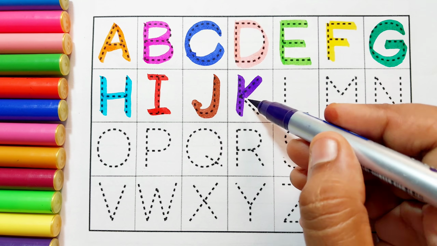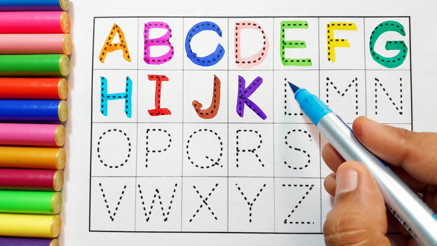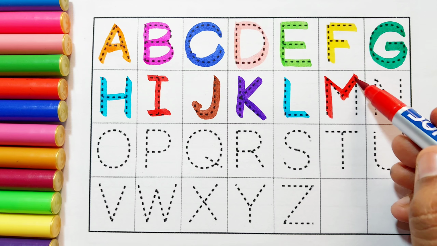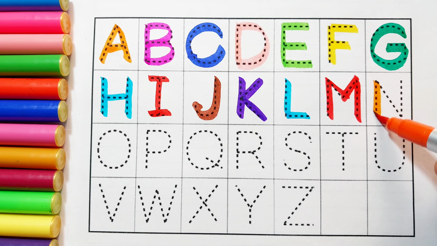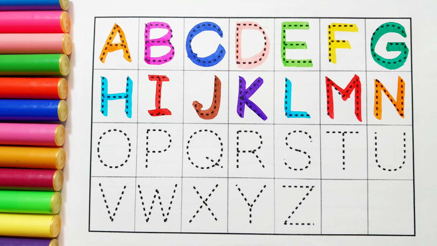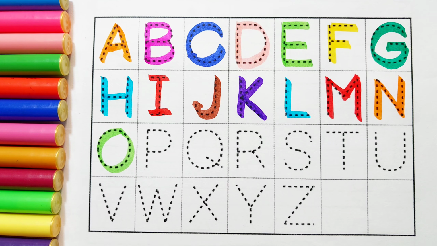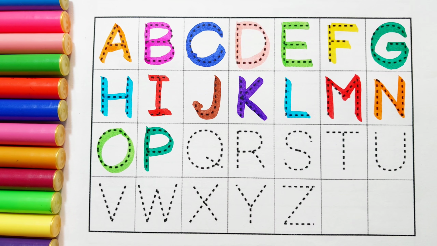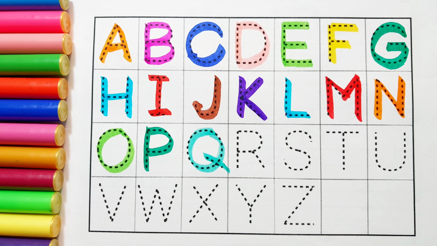K for kangaroo. L for lion. M for monkey. N for nest. O for owl. P for parrot. Q for queen.